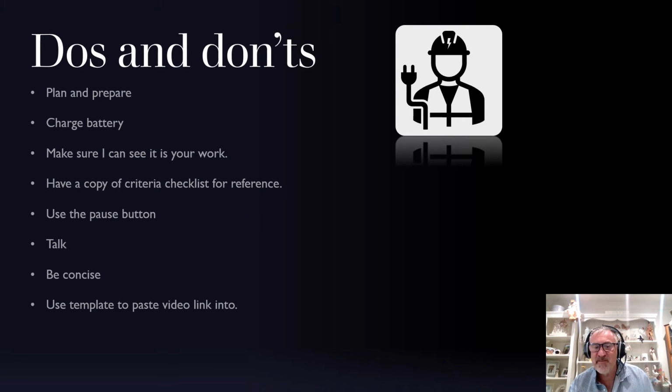Be concise. So I've said talk your way through what it is you're videoing. Okay, be concise. Reference the criteria checklist. Don't waffle. Make it pertinent to the 6 units and the criteria that you are trying to evidence.